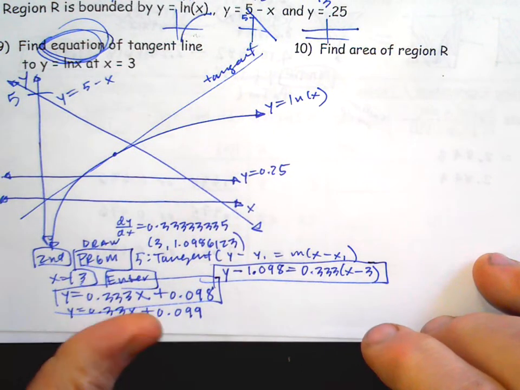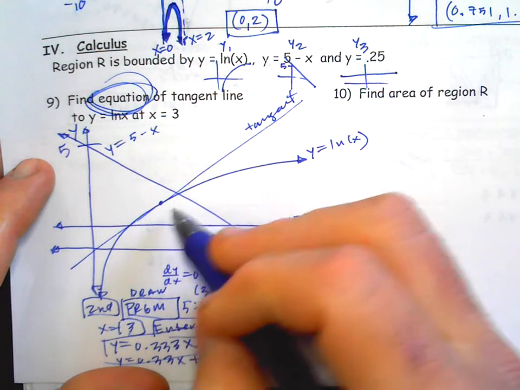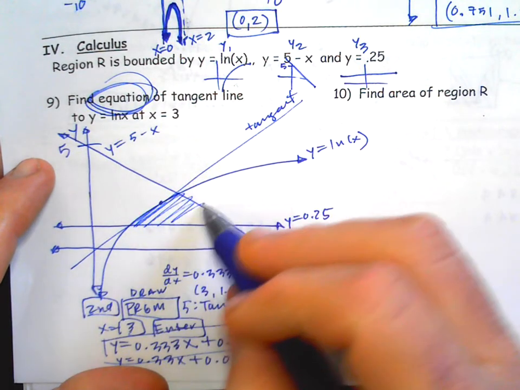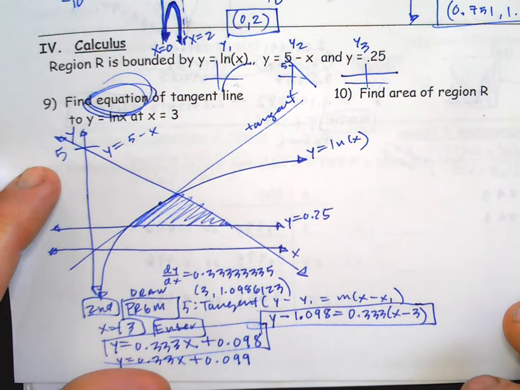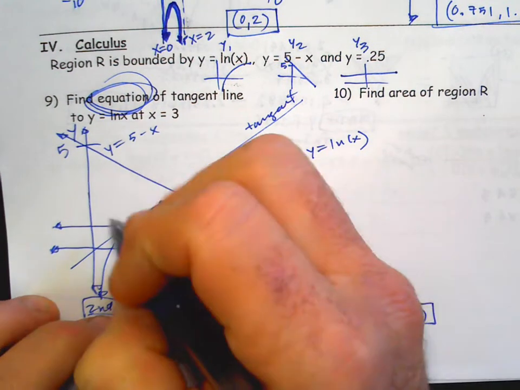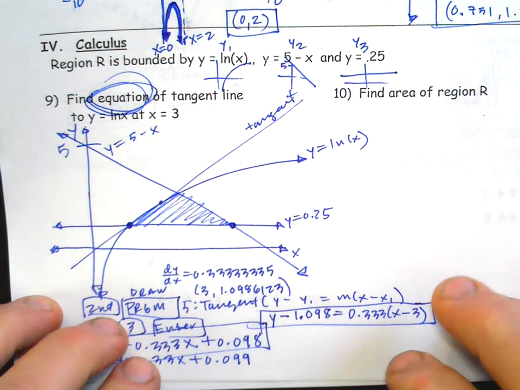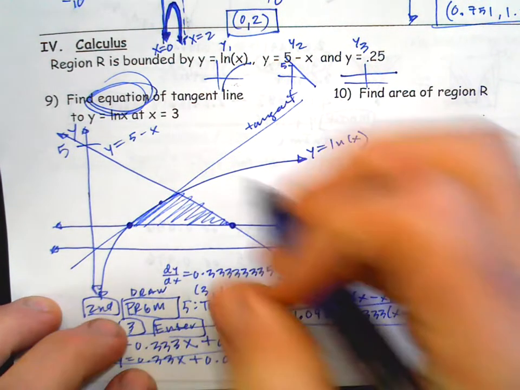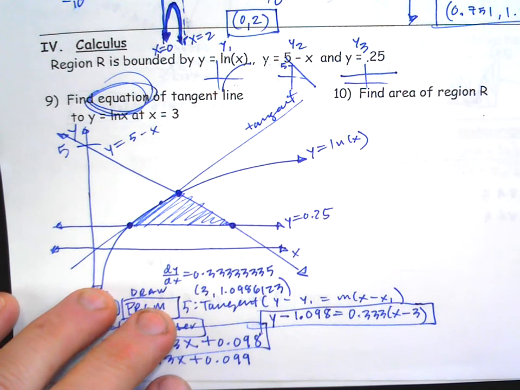Okay, now number 10 says find the area of region R, which is the region bounded by all these. So that's this region here. It's 3 different curves. So one of the things we need to do, I think, is figure out where this region starts and ends. So we've got to find those intersections. I also think we need to find the intersection here, because you're going to have to get a little creative geometrically.